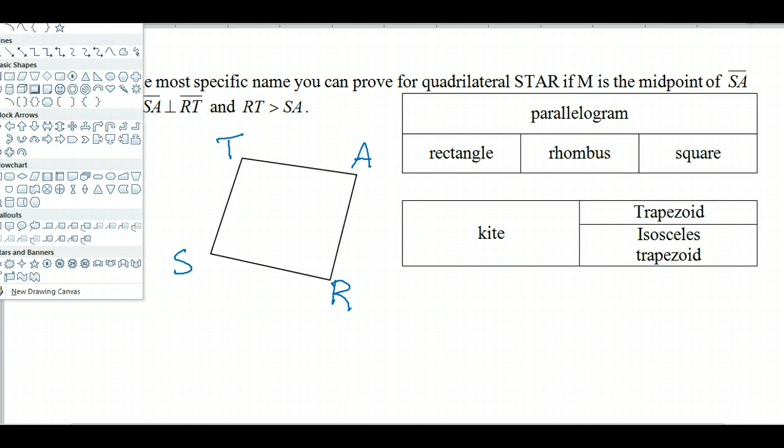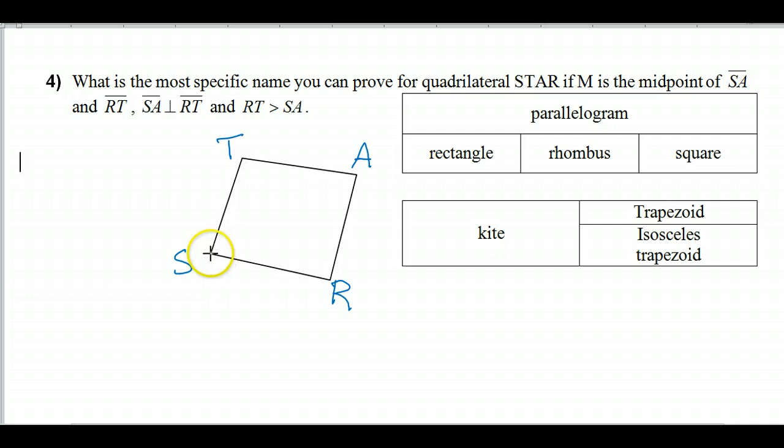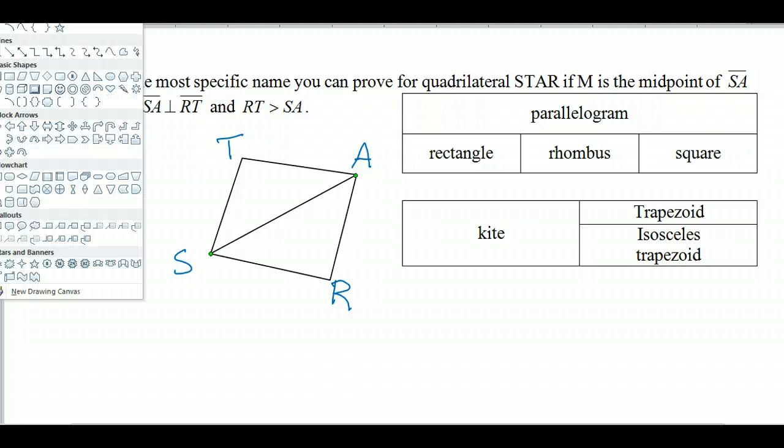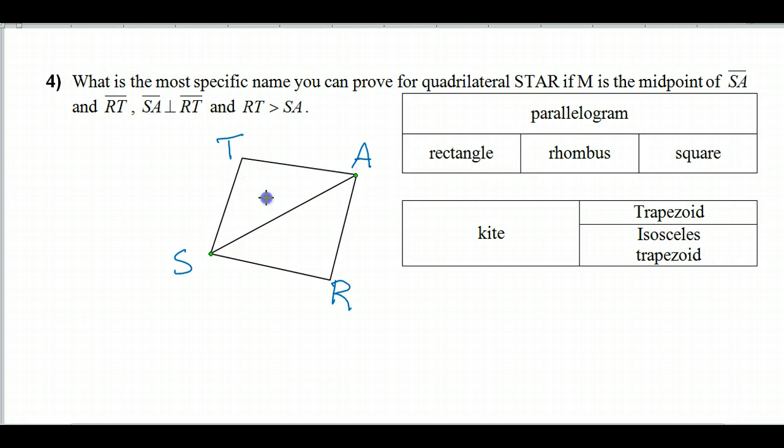Okay, so segment SA would be like this, and segment RT would be like this. All right, so we're talking about the diagonals here. M is the midpoint of both segments. So if M is the midpoint, that means these two sides will be equal to each other, and these sides will be equal to each other. So in other words, the diagonals bisect each other.